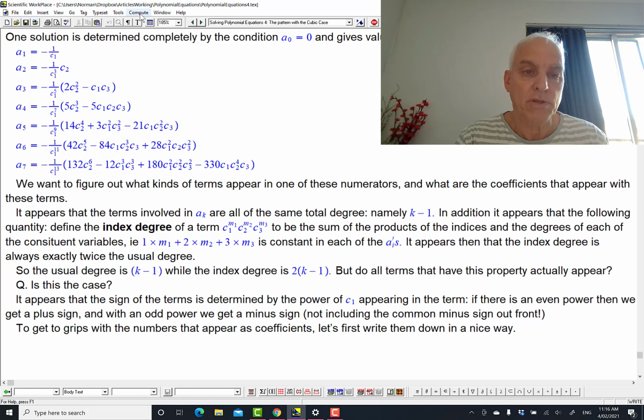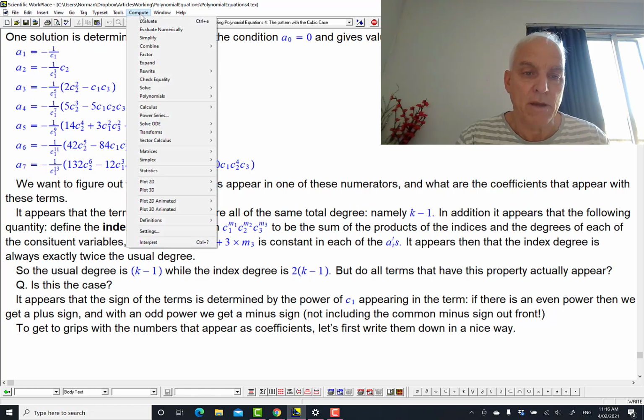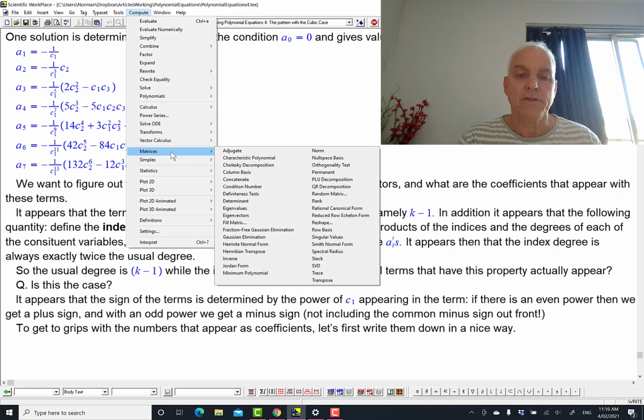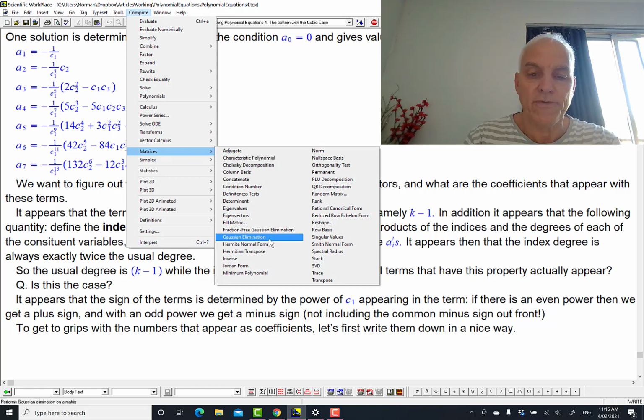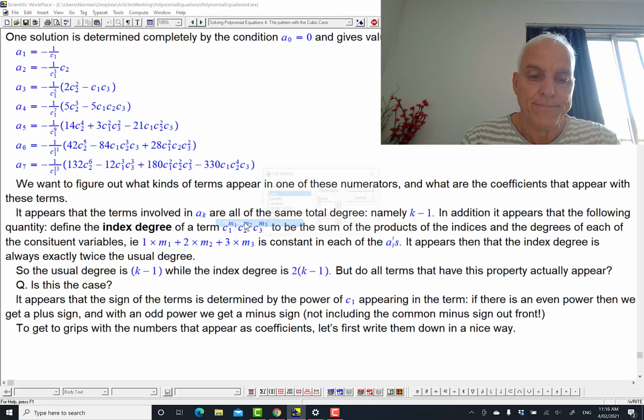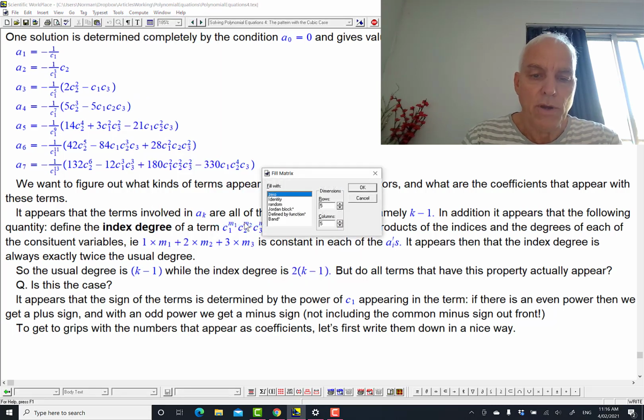I'm going to go to the Compute tab here and go down to Matrices. Okay, and you see that there's a whole bunch of tools for matrices. So you can learn a lot of, say, linear algebra just by playing around with these tools. Okay, but we're going to go to Fill Matrix. So we're going to create a matrix of a certain size that's filled with something. Okay, and let's fill it with zeros to start with, just so it's filled with something.